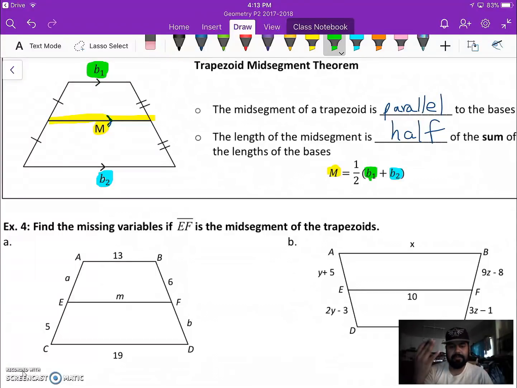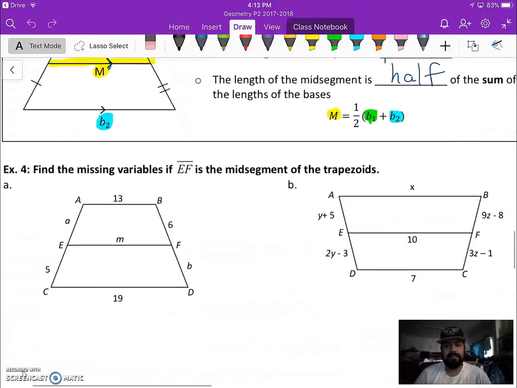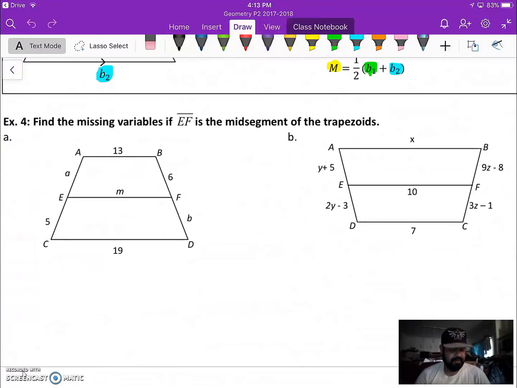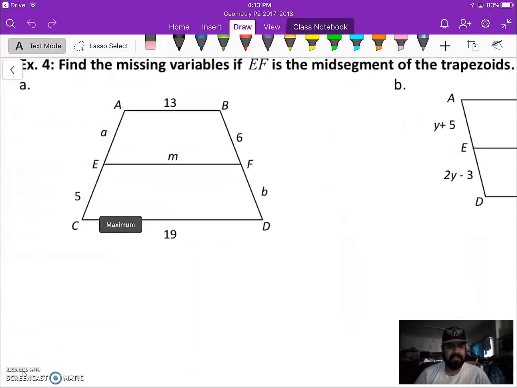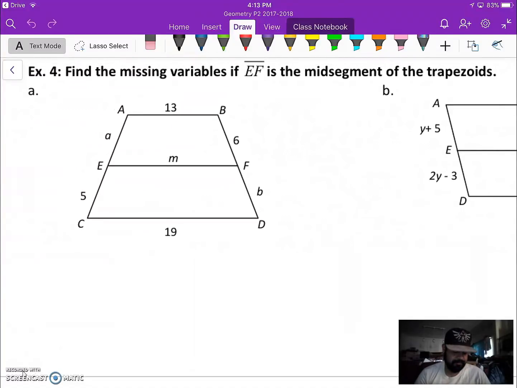So I'm going to show you two different examples for this type of setup. One example will be a pretty straightforward one. The other one will be when you're given the mid-segment, how do you solve for a missing leg? So you'll have a nice variety to help you with your homework problems. So right here is our first one.